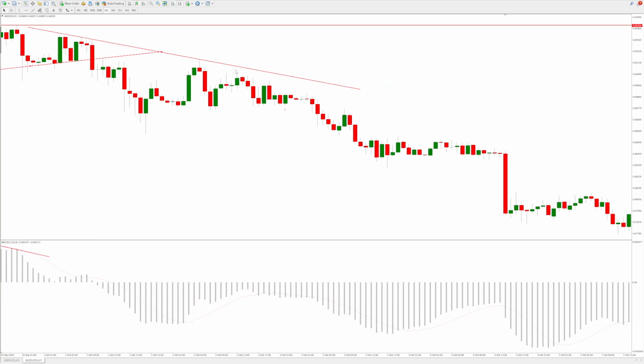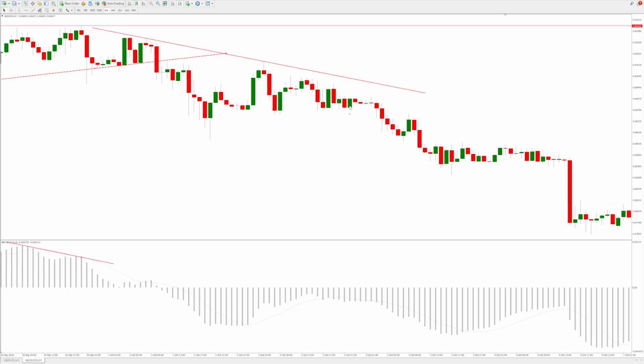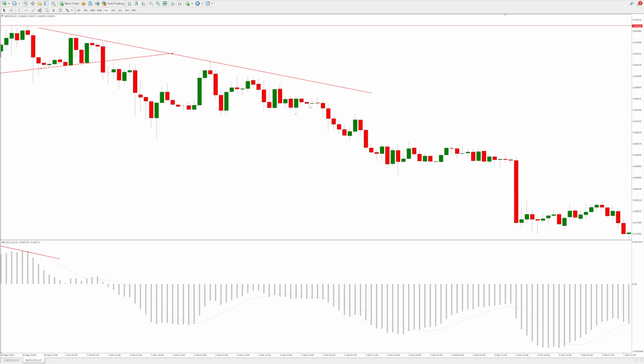Okay, and here's one I have marked off on the charts. Basically, this candle here, you see the low and the high. Okay, the following candles 1, 2, 3, 4 are all within the range of this candle. So it's almost forming a level of support and resistance.